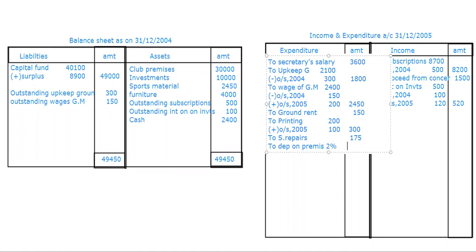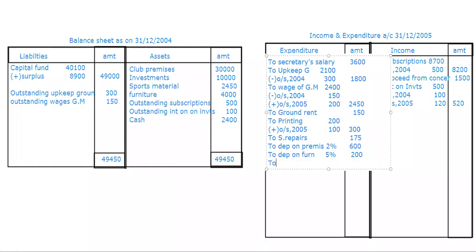Please see the opening balance sheet. Premises value is 30,000. So 30,000 at 2% means 3 twos are 6, it will be 600. You are going to get it. And then we have one more, depreciation on furniture at the rate of 5%. Furniture value is 4,000. 4,000 into 5, 4 fives are 20, so it will be 200.